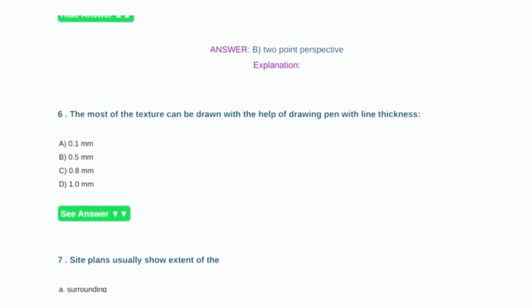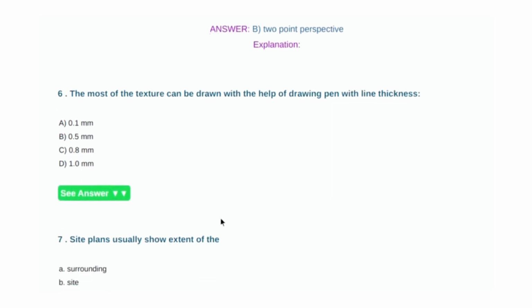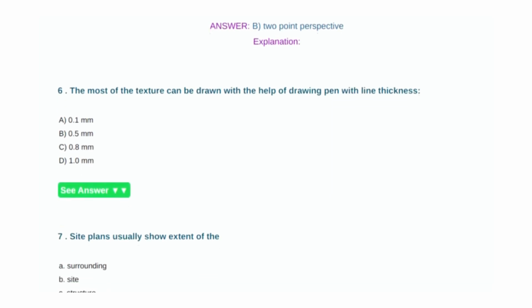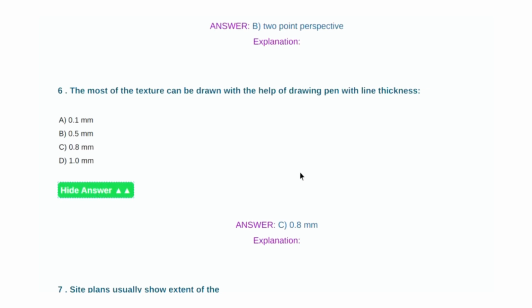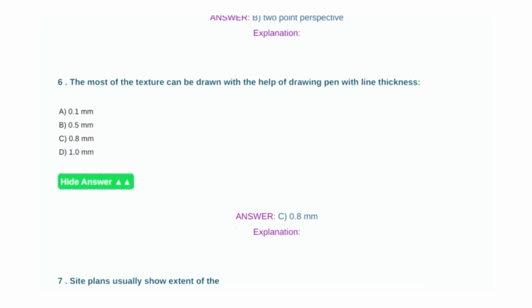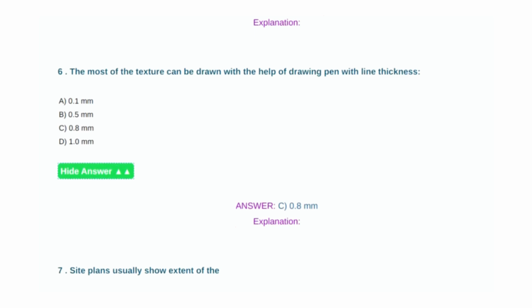Most of the texture can be drawn with the help of a drawing pen with line thickness 0.5, 0.8, 1 mm. No, 0.8 mm. Drawing pen thickness.